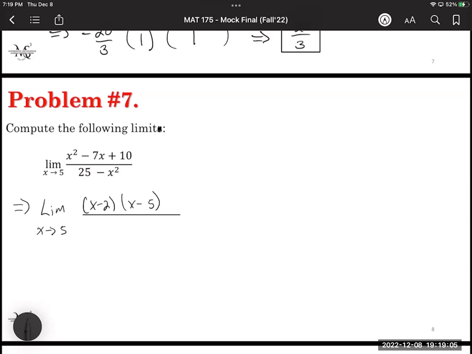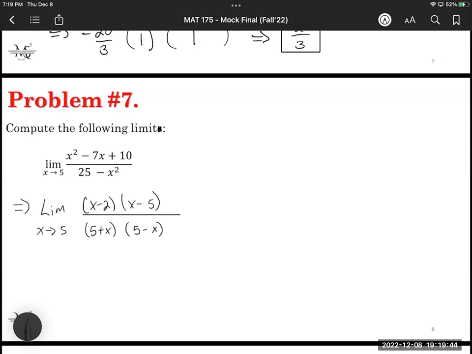Now the denominator, which is 25 minus x squared, how would I factor that? x minus 5, x plus 5. Close, but no cigar. It is a difference of two perfect squares, but you have to start with the numerical value first rather than the variable. So I'll write it this way: it's 5 plus x, then you have 5 minus x.